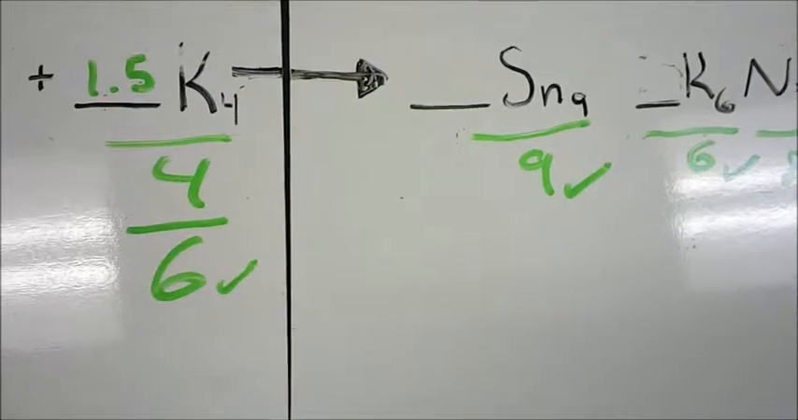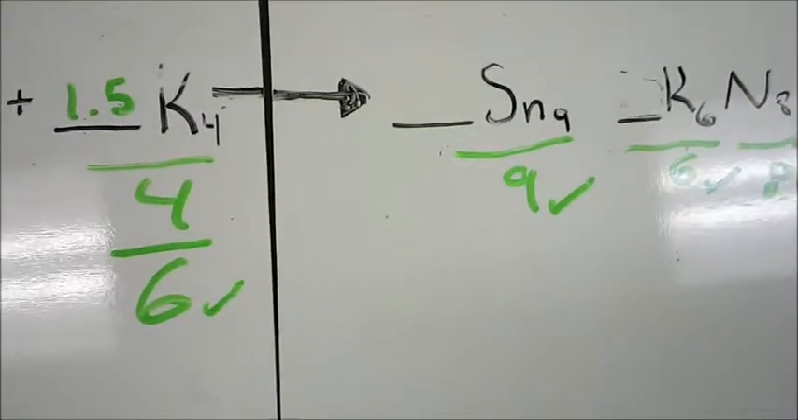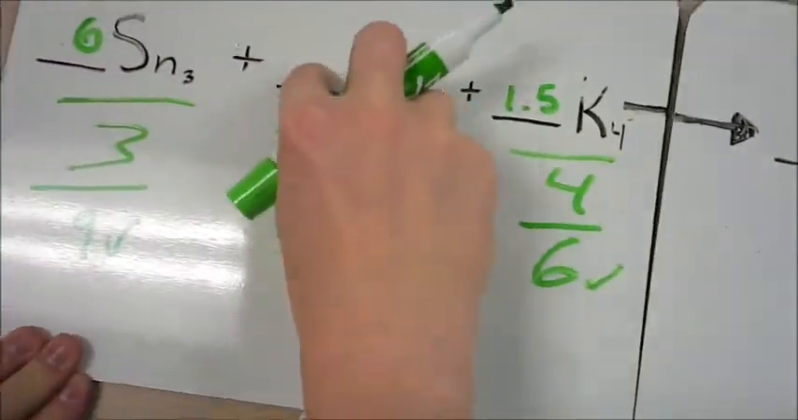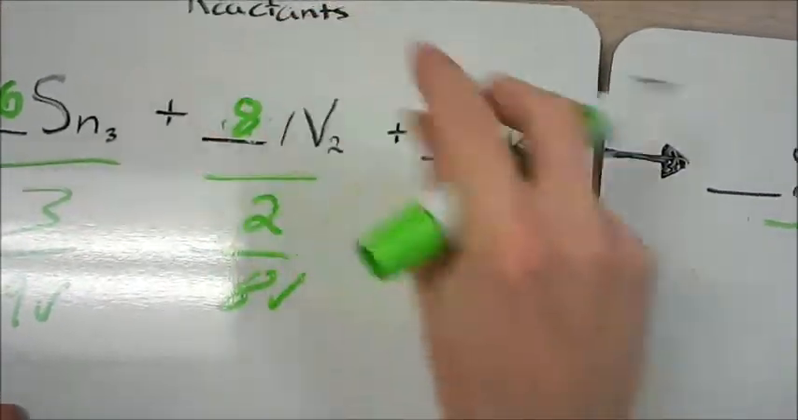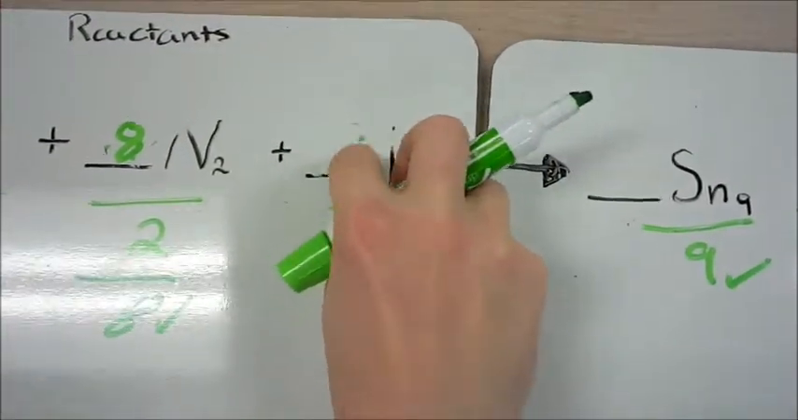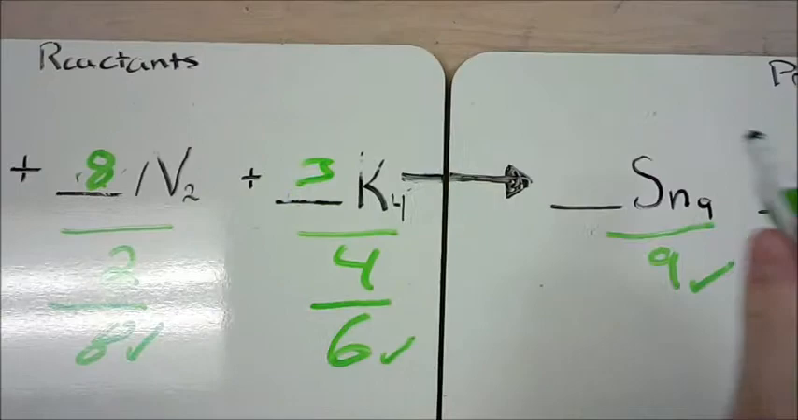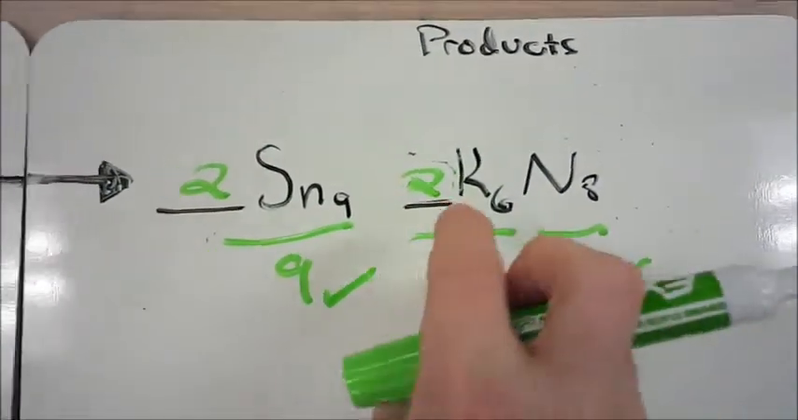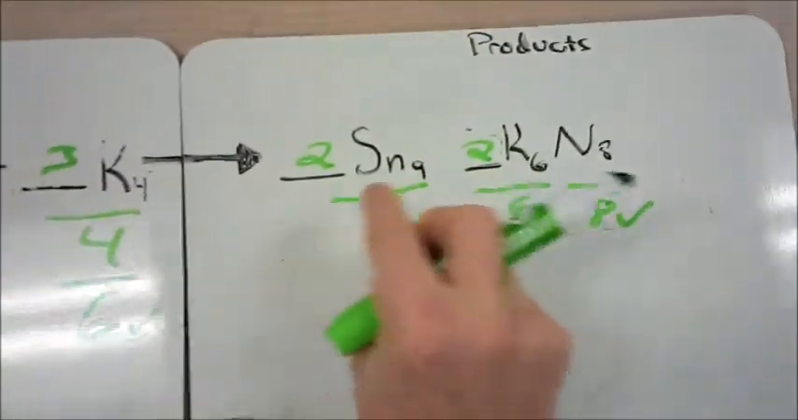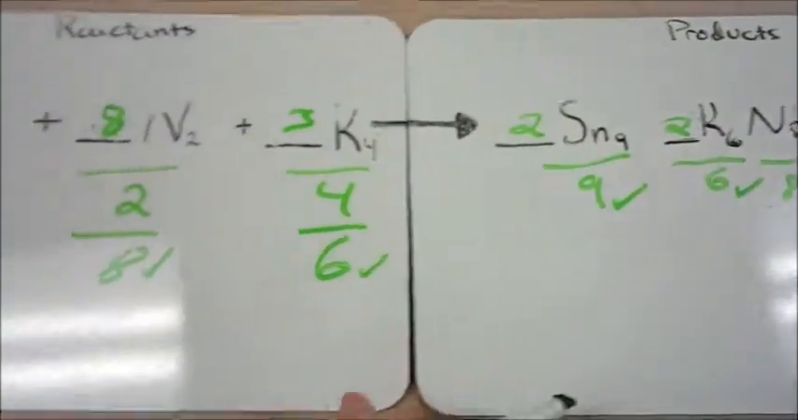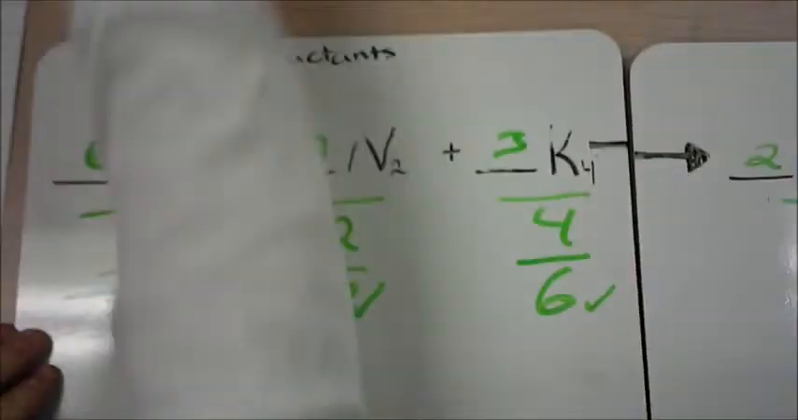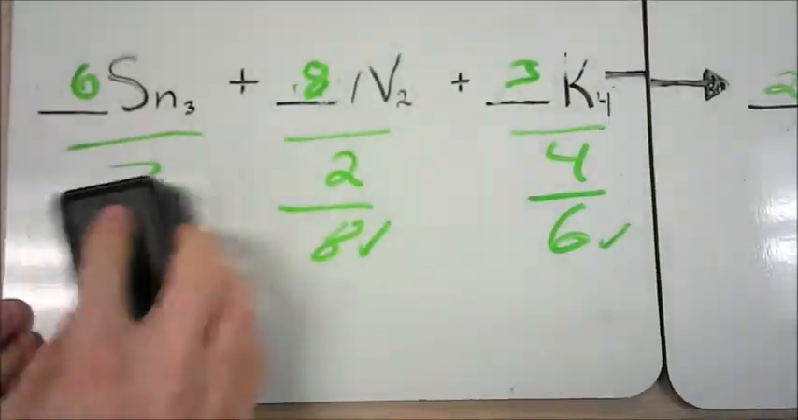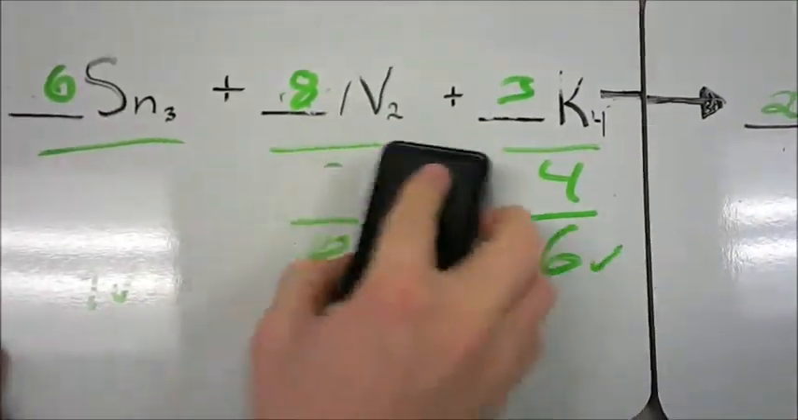So this is going to become, instead of 3, it's going to be 6. This is going to be 8. This is going to be 3. This is going to be 2. This is going to be 2, because there is only one of each atom on these 2. Okay? So now, we're going to erase what we have.